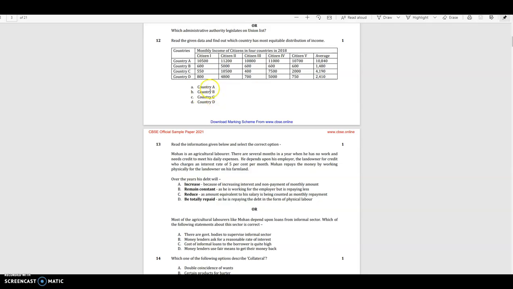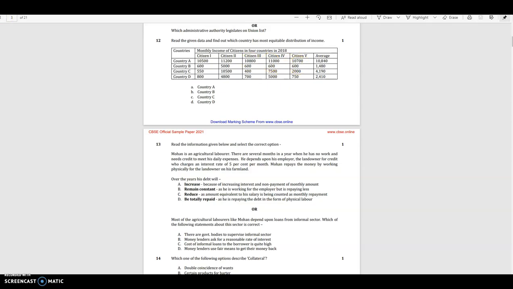The answer is country A. The average income is 10,800. So this country A has most equitable distribution of income. All other countries have inequitable distribution of income, because suppose for example country B, here one citizen's income is 5,000 and all others are 600. So there is a wide gap between citizen 2 and all other citizens.